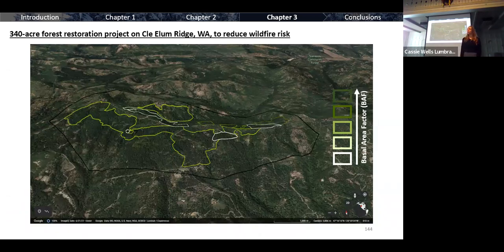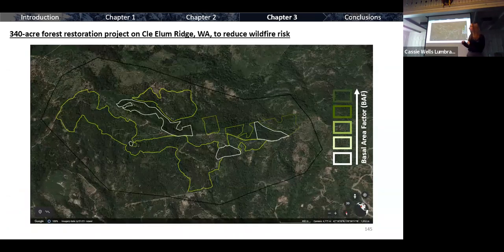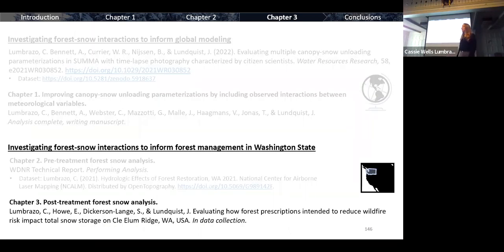So if we look at our forest treatments from the top down, we can see that they're pretty spread out. These are estimates of the forest treatment zones on the ridge. And it's just increasing in basal area factor. You don't have to worry about it too much yet, because I'm going to tell you more about how we're going to get information about the forest structure.